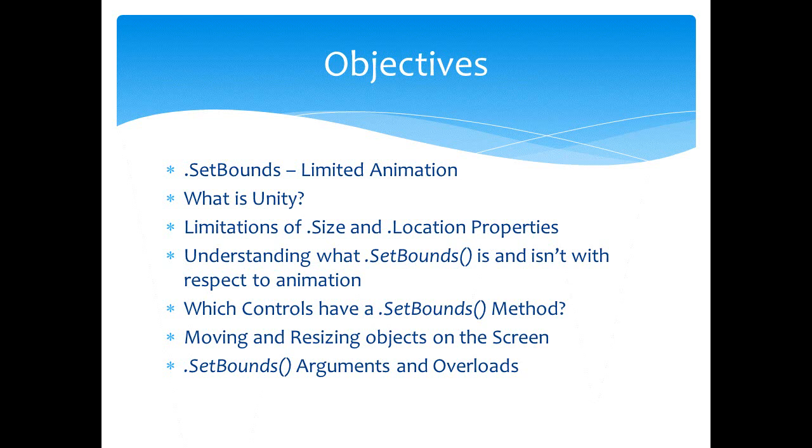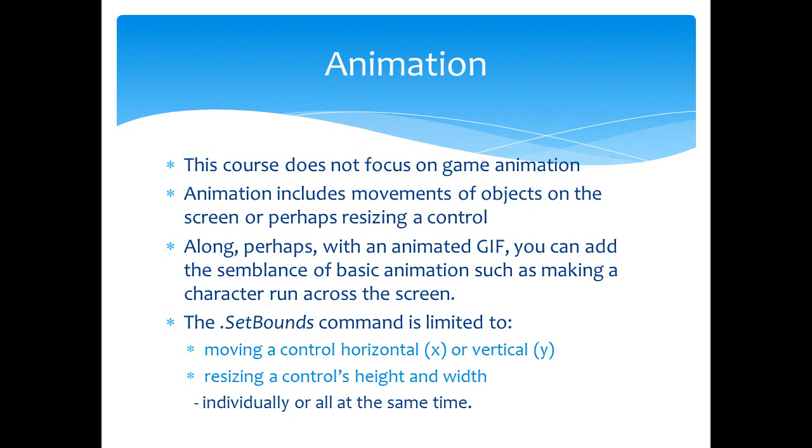So the objectives that I have within this discussion will be understanding the SetBounds. At the same time, we're going to talk about the limitations of what SetBounds is, and we'll talk real briefly about Unity. We'll also talk about the limitations of the dot size and the dot location properties, and then we'll come along and talk about understanding what SetBounds does and what it can't do. Things such as moving objects, resizing objects on the screens. So we'll take a look at the SetBounds arguments and the overloads as well.